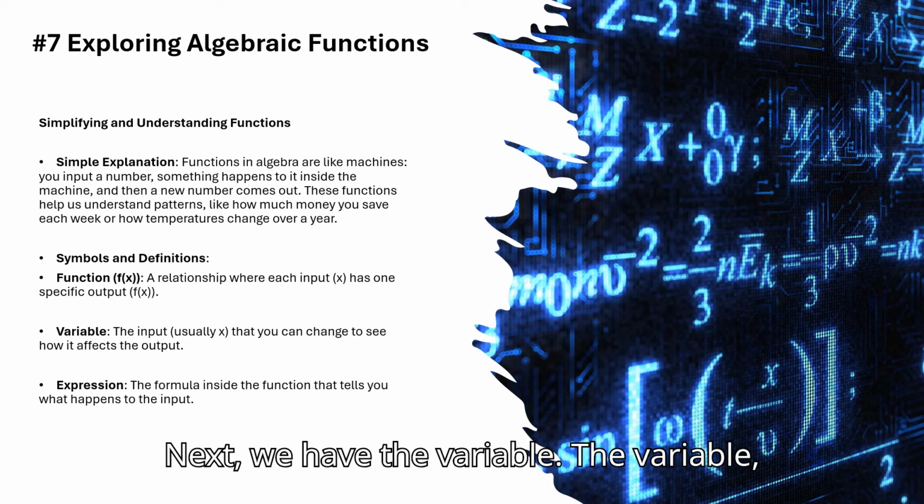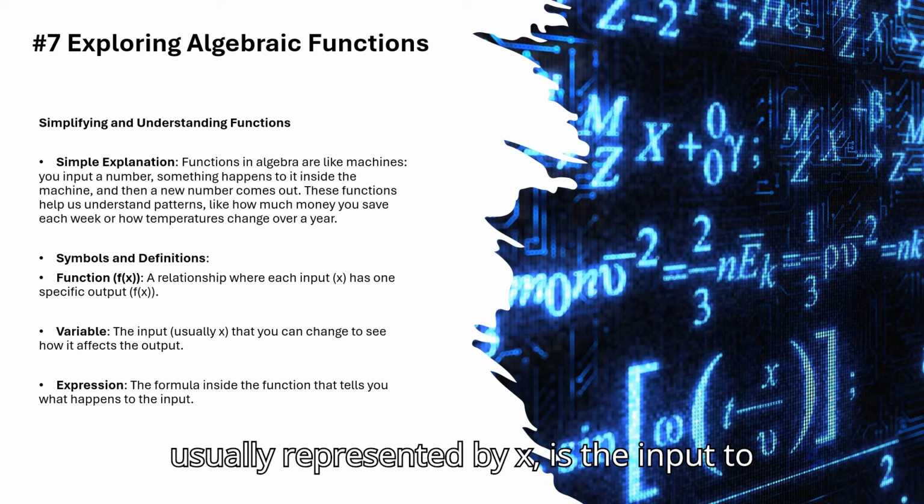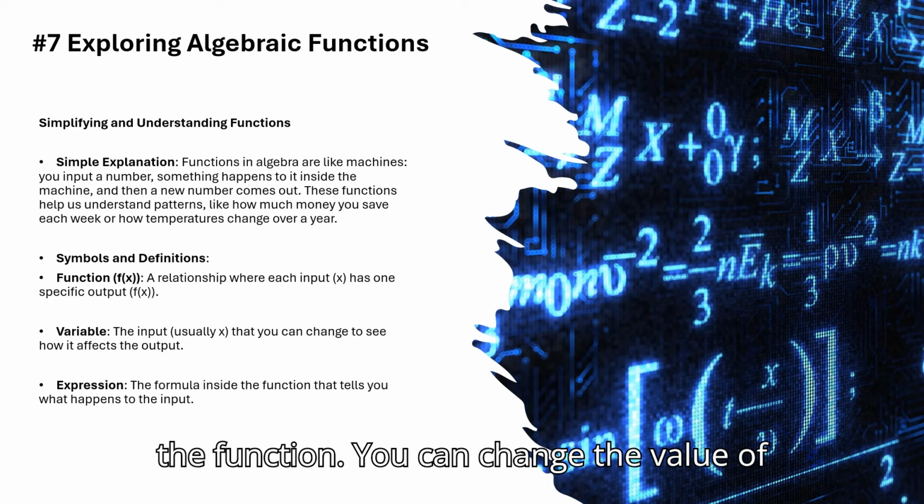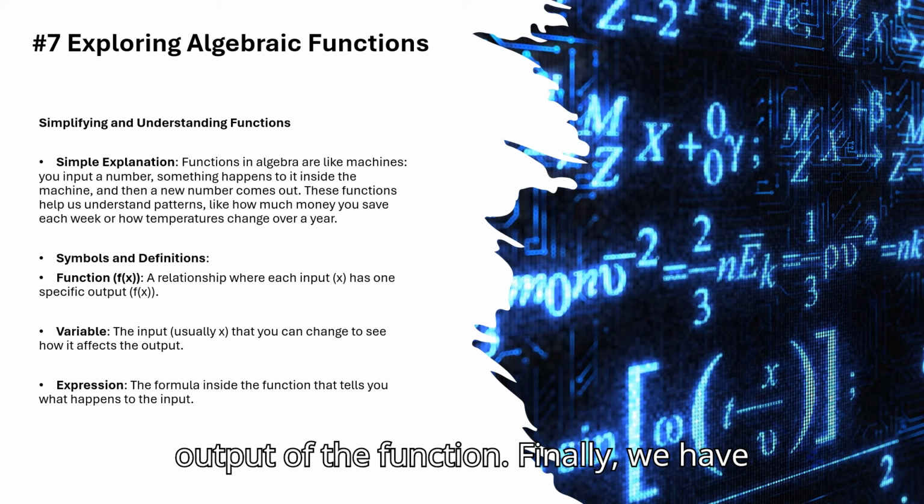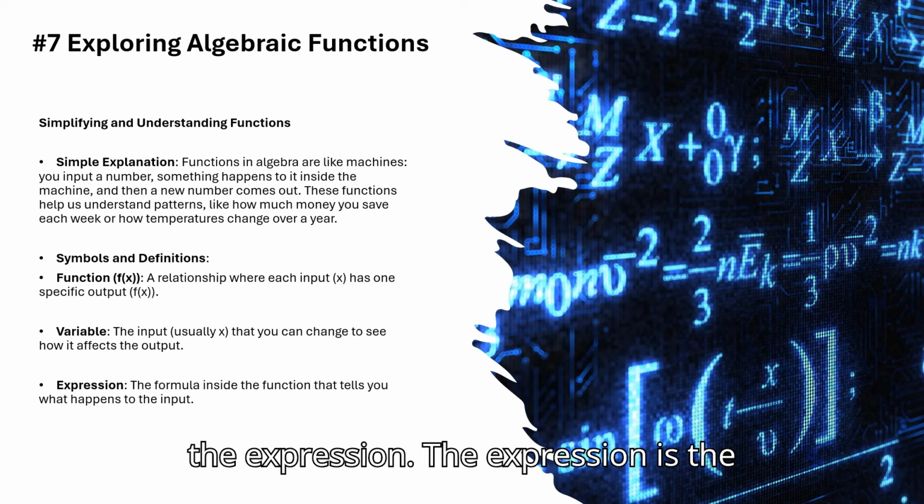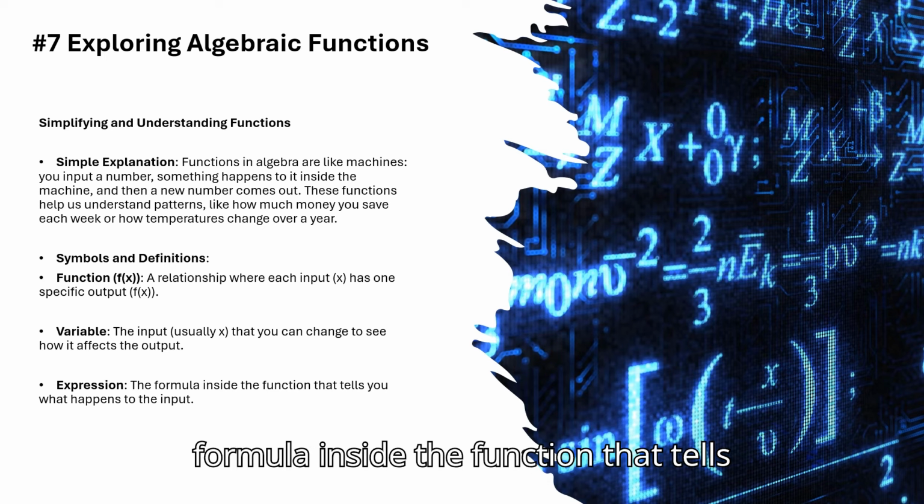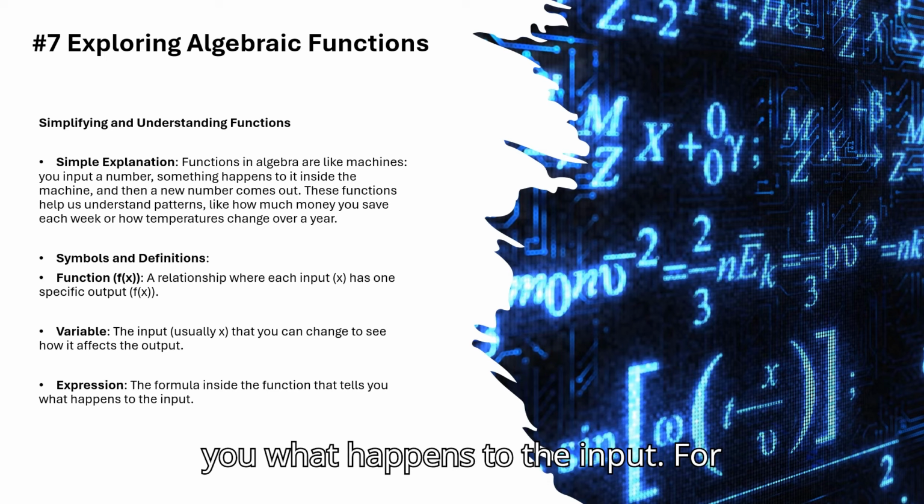Next, we have the variable. The variable, usually represented by x, is the input to the function. You can change the value of the variable to see how it affects the output of the function. Finally, we have the expression. The expression is the formula inside the function that tells you what happens to the input.